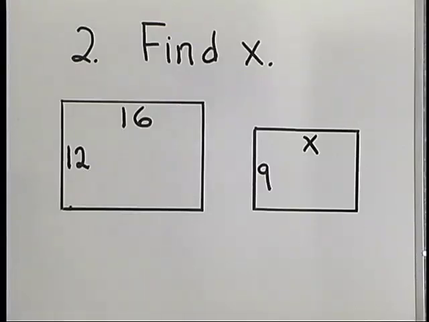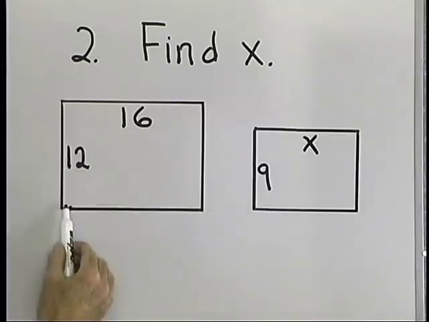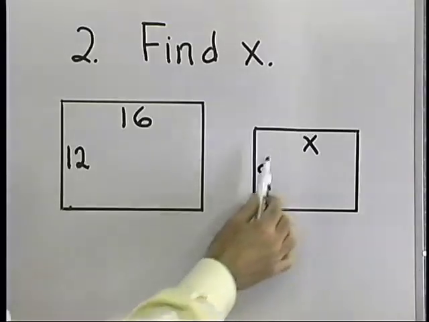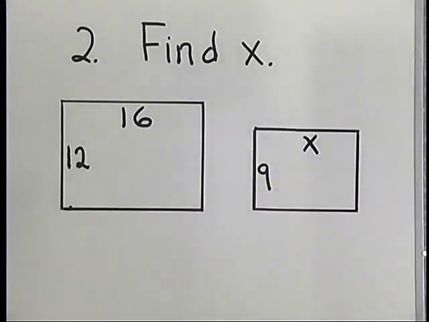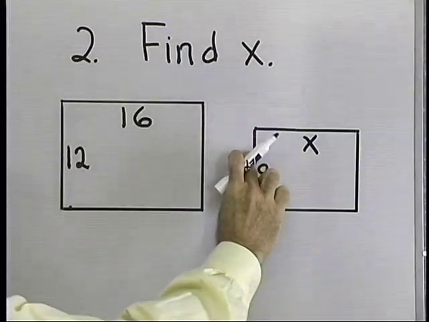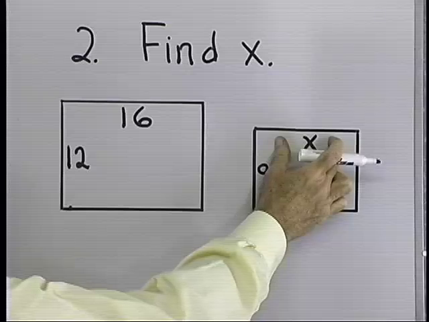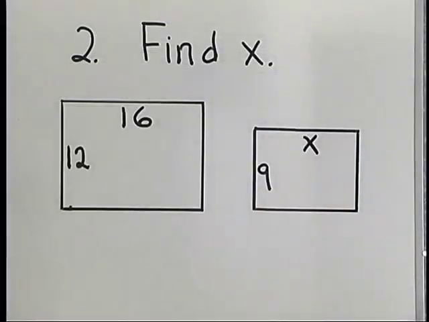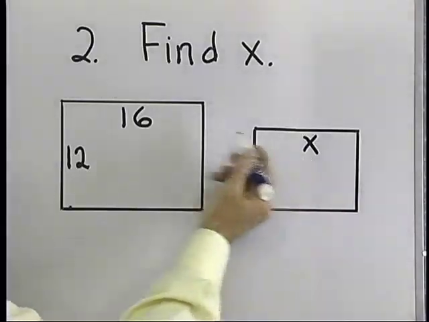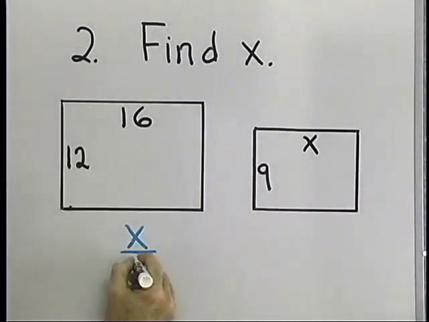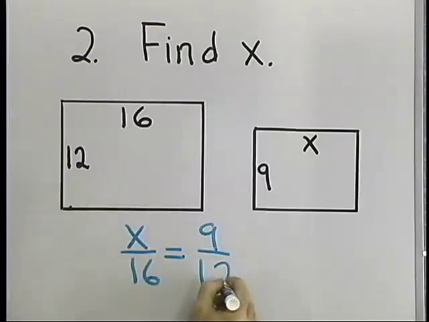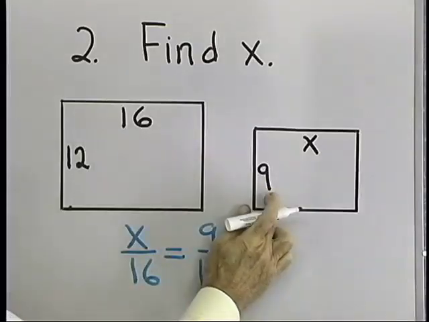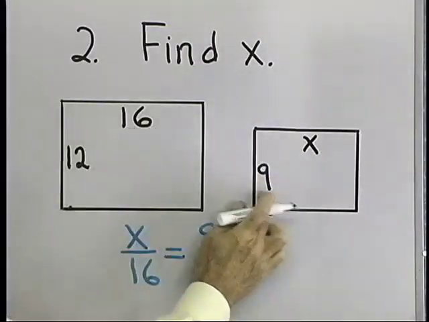In this problem, I have two similar rectangles, and I've drawn this width right here as 12, this length is 16, this width is 9, and this length is x. And since these two rectangles are similar, the width in one is to the width in the other as the length in one is to the length in the other. So again, I'm going to use the fact that corresponding sides of similar figures are proportional and write my proportion this way. x over 16 is equal to 9 over 12. So what I'm saying is this side is to this side as this side is to this side, or x is to 16 as 9 is to 12.